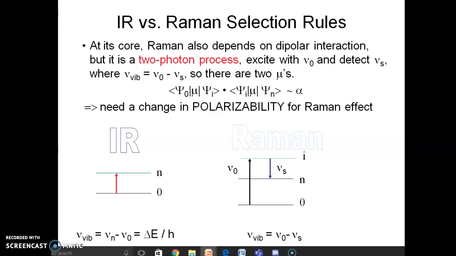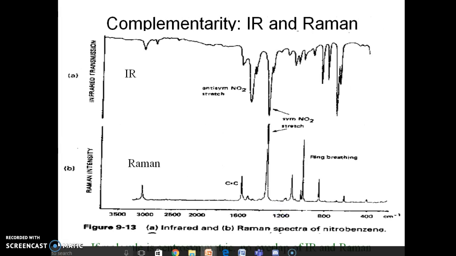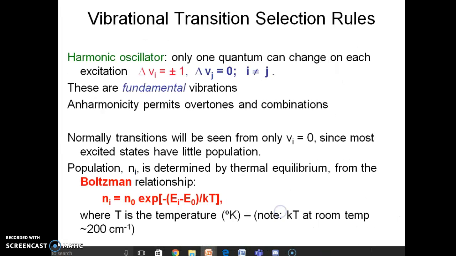This is a comparison given for the IR and Raman. nu_vib is equal to delta E by h, and nu_vib is equal to nu_0 minus nu_s. Symmetry selection rules: symmetric stretch is infrared active and Raman active. Asymmetric stretch is infrared inactive. Bending is infrared active. These are the complementary aspects of IR and Raman.